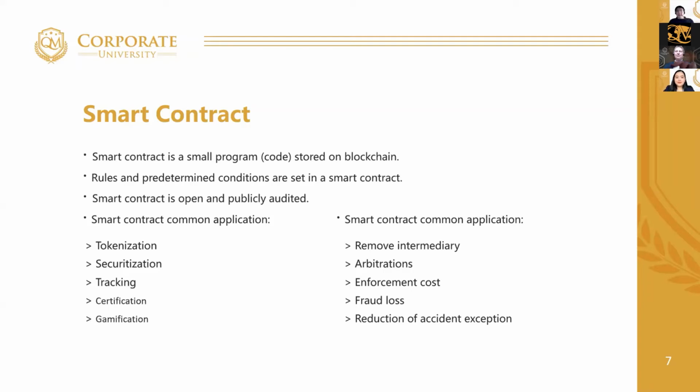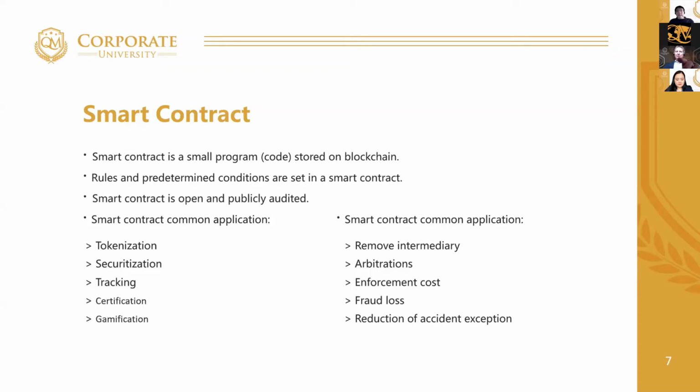And smart contracts can be used in many ways. A commonly applied one is tokenization. I will talk more about what tokenization is later, along with all these applications. The common applications we can find for smart contracts are tokenization, securitization, tracking, certification, and gamification.